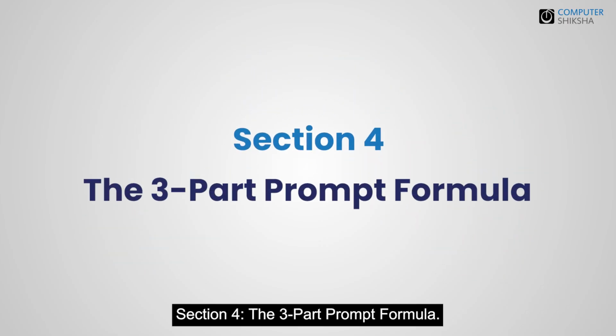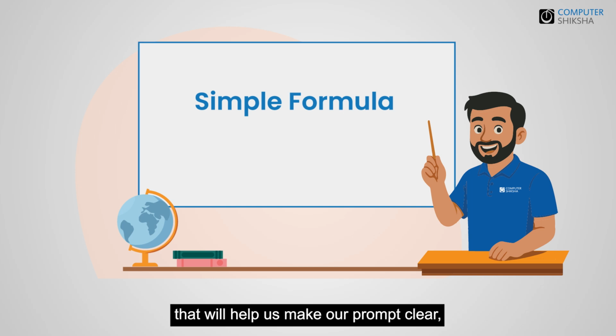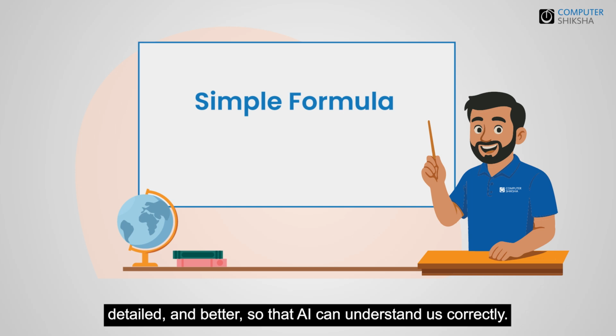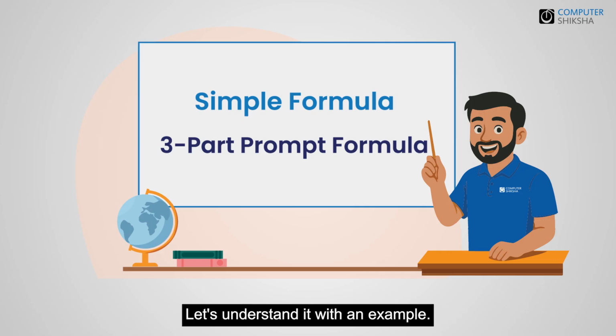Section 4. The 3-part prompt formula. Now we will learn a very simple formula that will help us make our prompt clear, detailed, and better so that AI can understand us correctly. This is called the 3-part prompt formula. Let's understand it with an example.